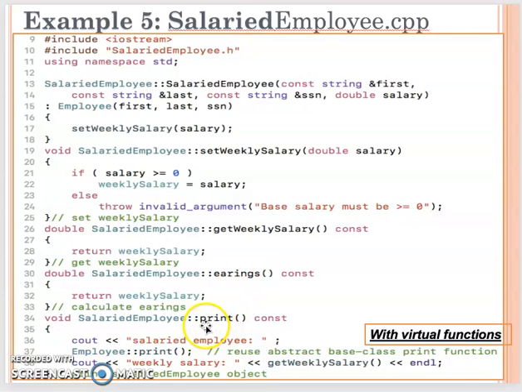So when we print the employee information, we can title it as the salaried employee. Then you see, you just need to call from your base class, with the double colon. This print function is actually from the base class. So we add the weekly salary.